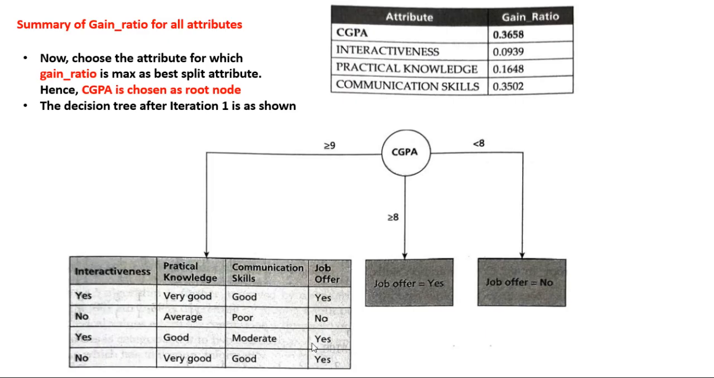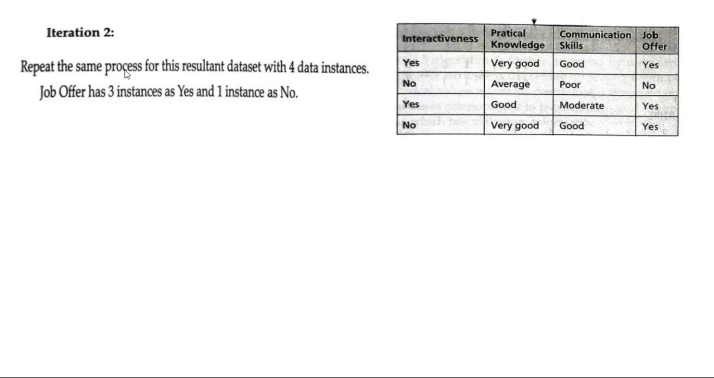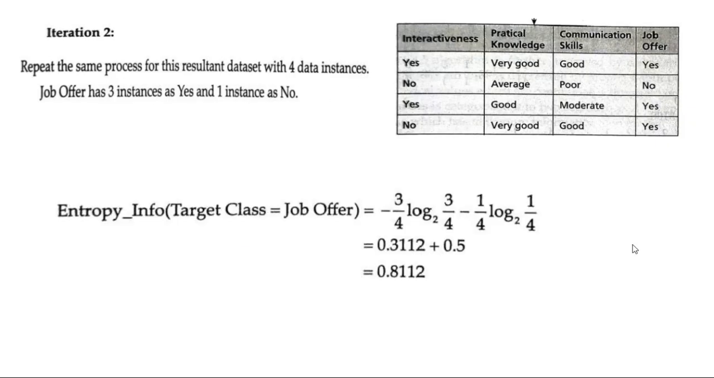So that means now you have to repeat for this table whatever you have learned till now. Okay, so for iteration 2, take down, write the table again. Now repeat the process. So what was the first process? Finding the entropy information for this complete table.